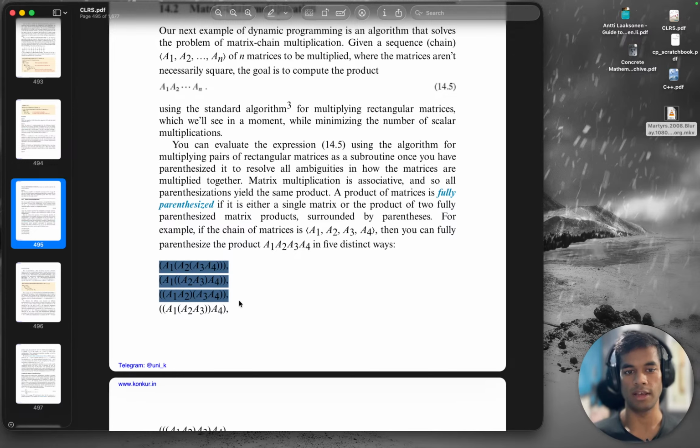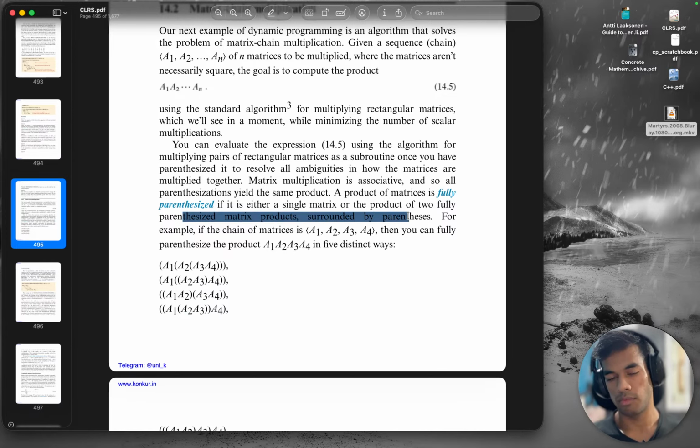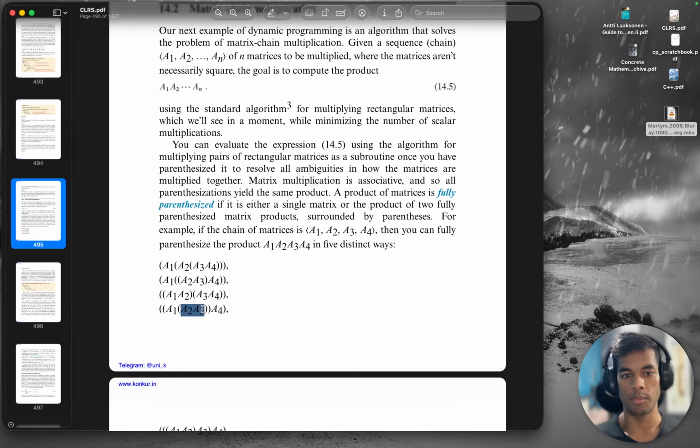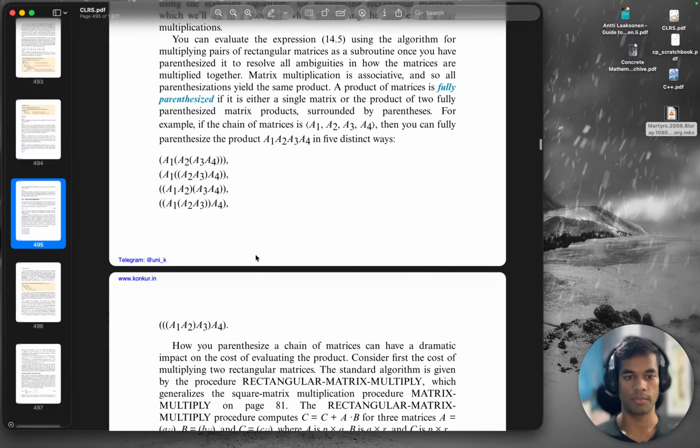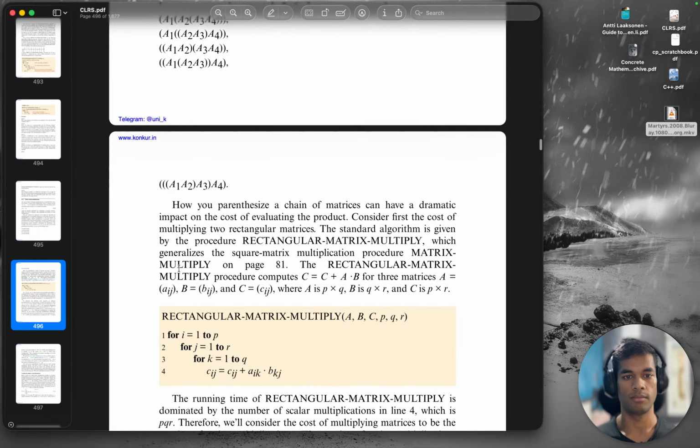So matrices like this are called fully parenthesized. Either it is a singular matrix or a product of two fully parenthesized matrix. Here a singular matrix is being multiplied by a product of two singular matrix which are fully parenthesized. So that is cool. For example, if the chain of matrices is this, then you can fully parenthesize the product of A1 into A2 into A3 into A4 in 5 distinct ways. Okay, this is also another way.